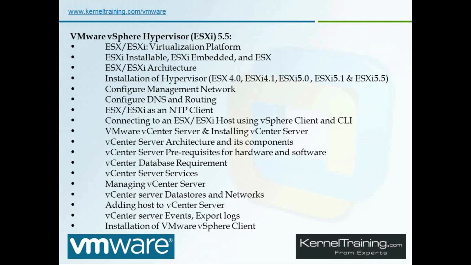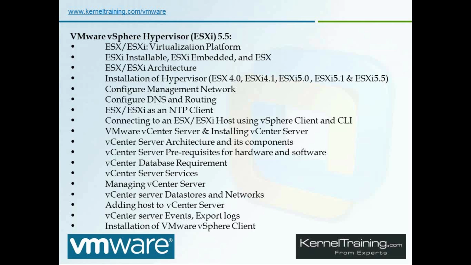Connect to the ESXi host using the vSphere client and go to the configuration tab over there and click on DNS and Routing. Then click on properties. Then we'll be able to see what is the name of the ESX server, what is the domain name, and where it is getting the DNS IP from.